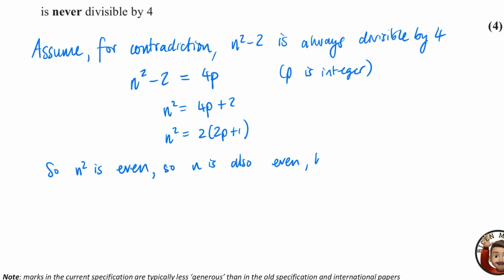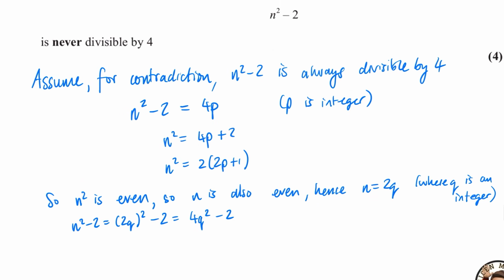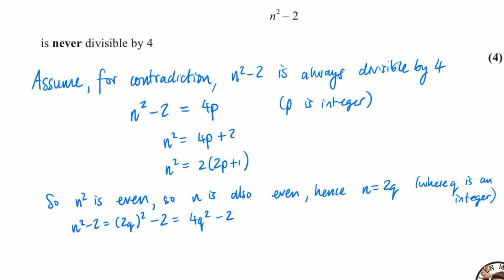Hence, we're going to write now that n can be expressed like this: n is equal to 2q, where q is an integer. It's the only kind of logic that we can follow. So if n is equal to 2q, let's find out what n squared minus 2 is. So n squared minus 2 would be (2q) squared minus 2, which is 4q squared minus 2. And this is where I want to think to myself, do we have a contradiction? I wanted it to always be divisible by 4. This looks like it is not going to be divisible by 4.